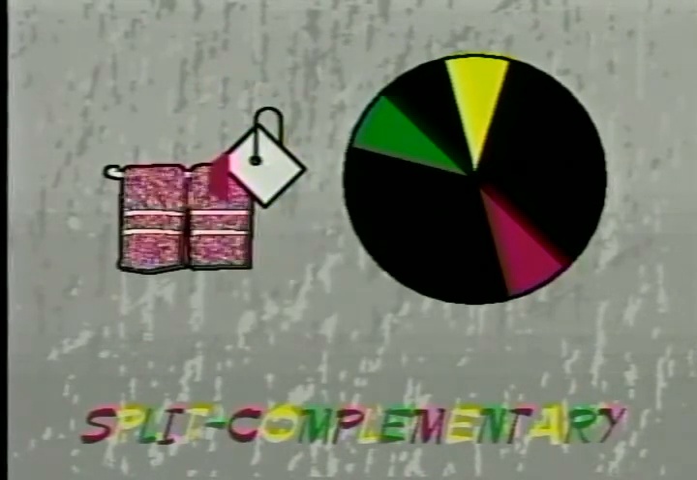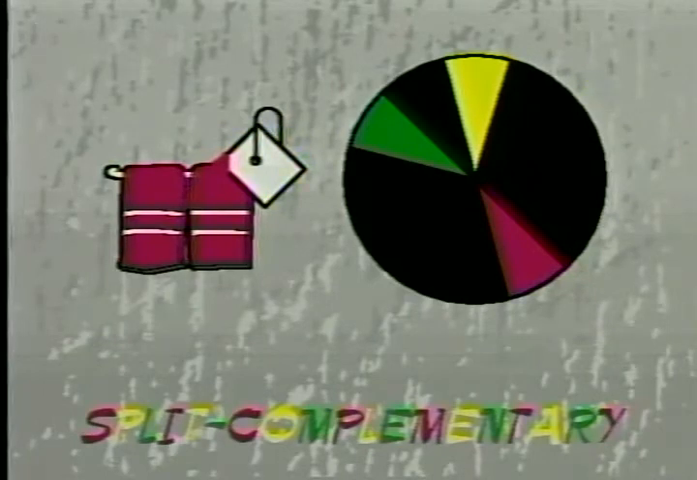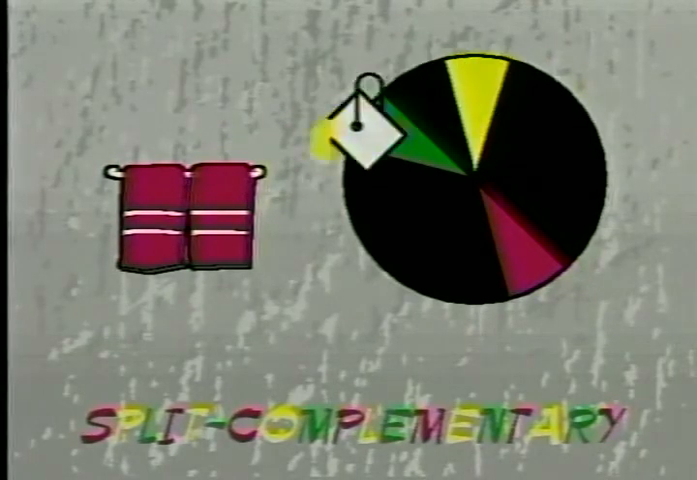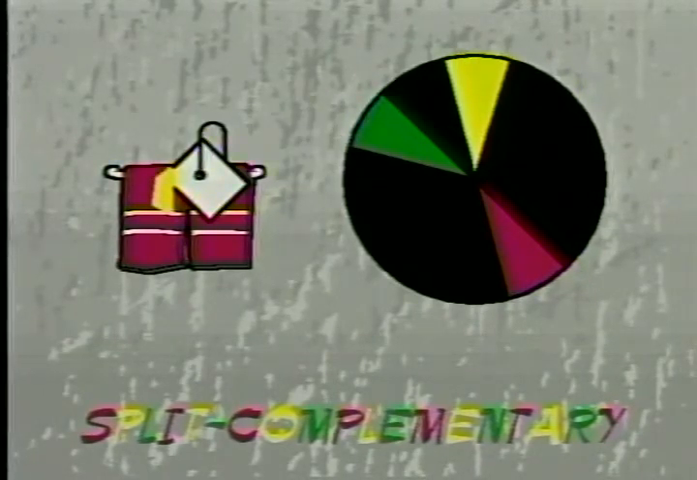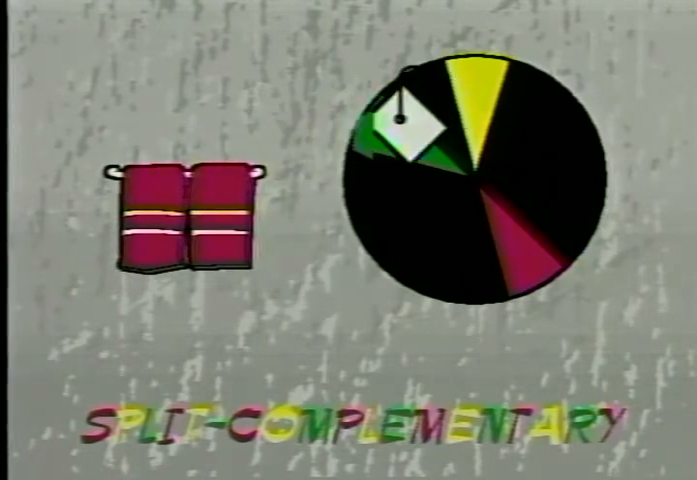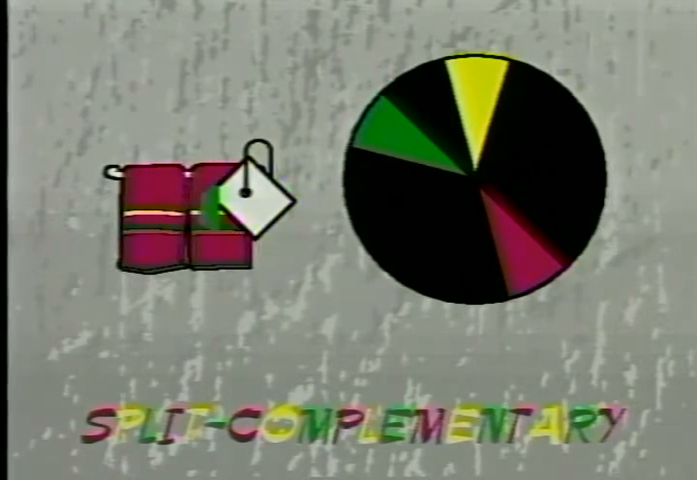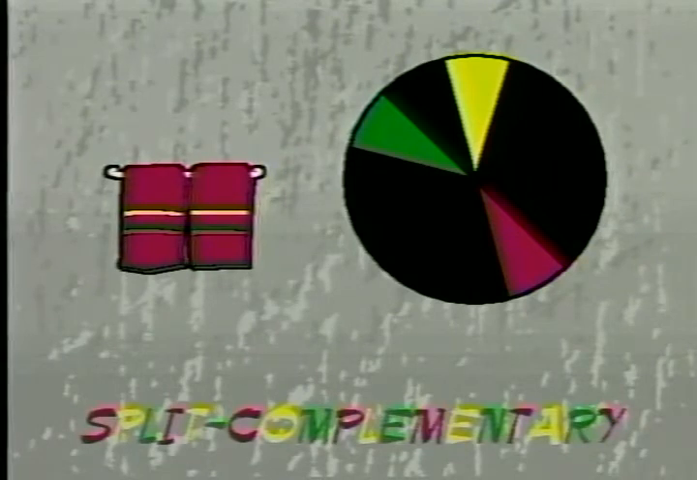Split complementary is the fourth scheme. It is one color used with the 2 colors on either side of its complement. Choose a color, then find its complement. Your scheme will be made up of your original color and the color found on each side of its complement. This scheme is less dynamic than the complementary.